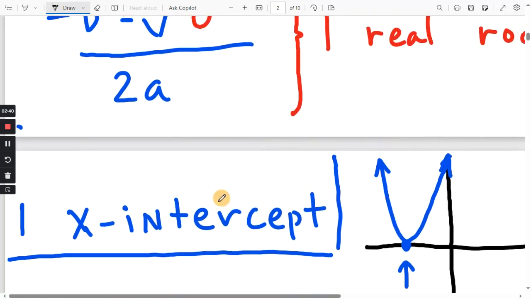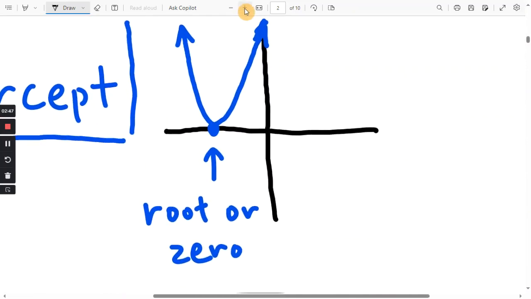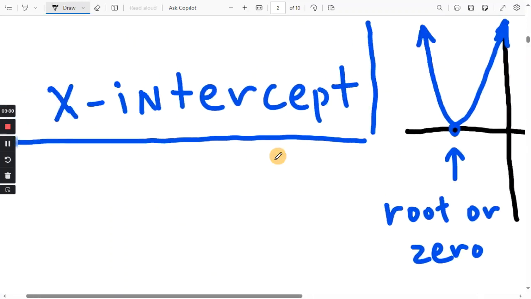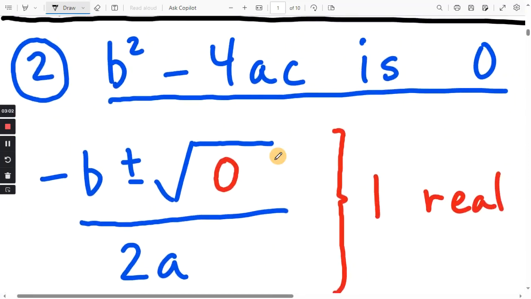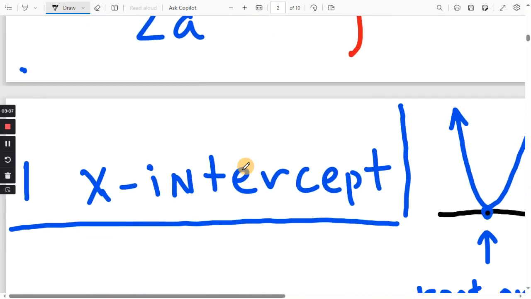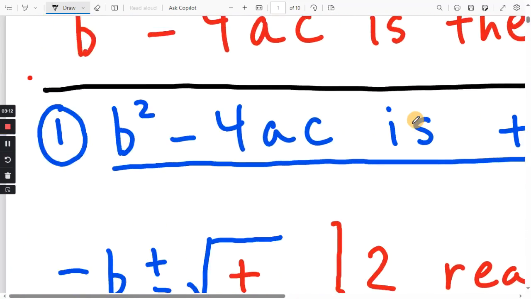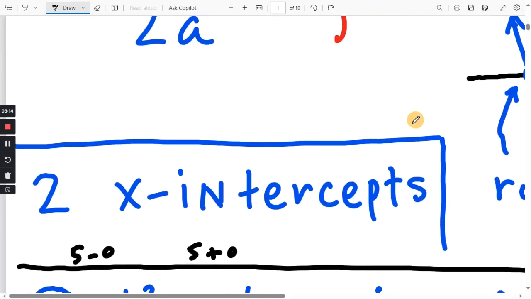And in other words, on the graph, you will have one x-intercept. And on the graph itself, this is what it would look like. The parabola would just intercept the x-axis at one point only. And that one point on the x-axis, that is the root or the 0. So again, if b squared minus 4ac is 0, that's one real root and one x-intercept. And for case number 1, we said if it's positive, that's two real roots and two x-intercepts.